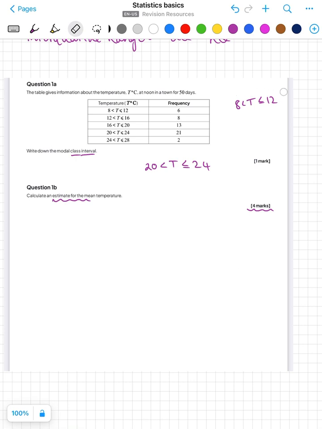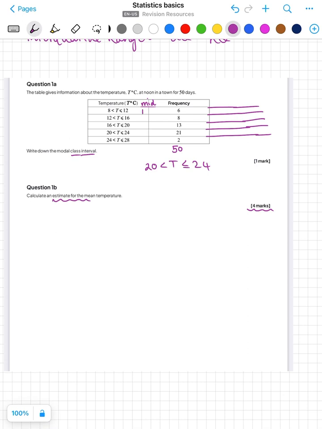Now, estimating a mean, what you'll notice is that this is 4 marks, which means it involves a little bit more work. Why? Well, we know we've got 50 days. But because this is grouped data, what we don't know is actually what the temperature was on each of these 6 days. We know it was somewhere between 8 and 12, but we don't know exactly. Was it 9? Were they all 10? Were some of them 10 and some of them 11? So what we do to get a good idea of the temperature on that day is find the midpoint of the group.